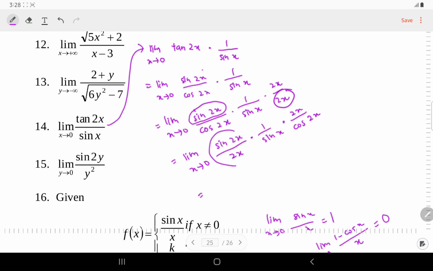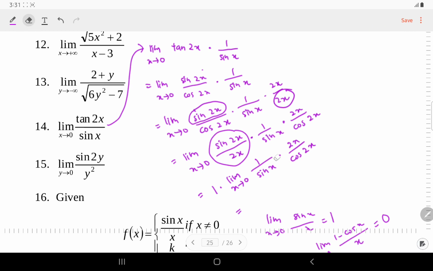So this term will become 1 times limit. Okay, the remaining function is 1 divided by sin x, 2x divided by cos 2x. Okay, and also we can apply squeezing theorem for this term.